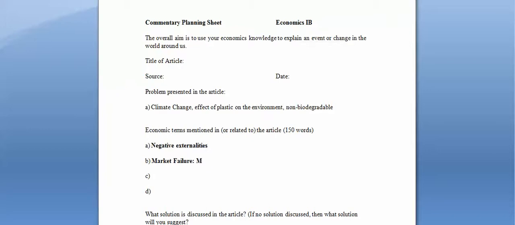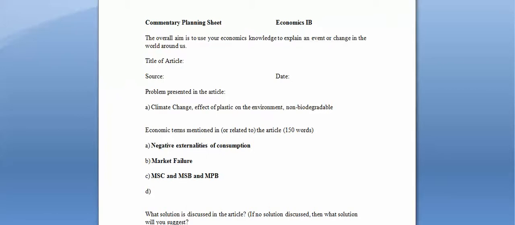where the marginal social cost is greater than the marginal private cost, and it is a negative externality of consumption. Okay, because it's related to the consumption of plastics, not production. Make sure you understand the article. You can also define marginal social cost and marginal social benefit and marginal private benefit. And the final thing is that this plastic consumption is related to the impact on future generations.